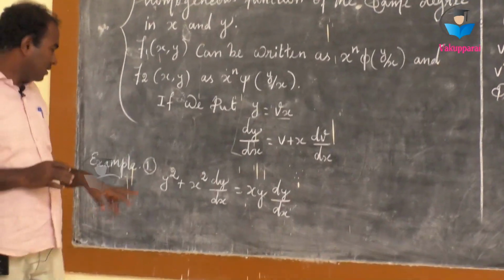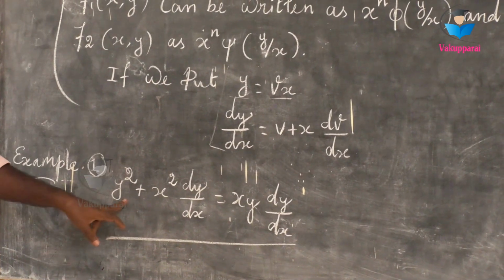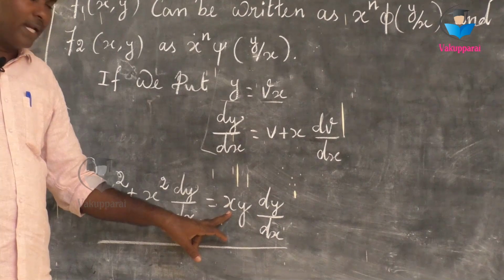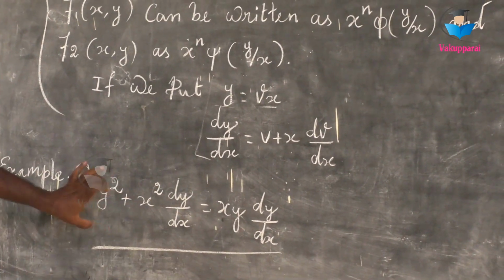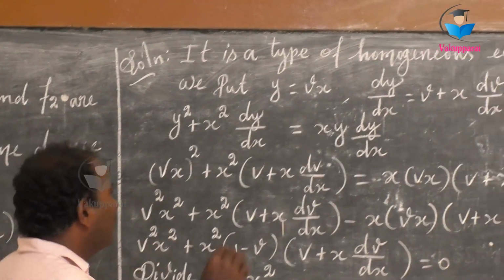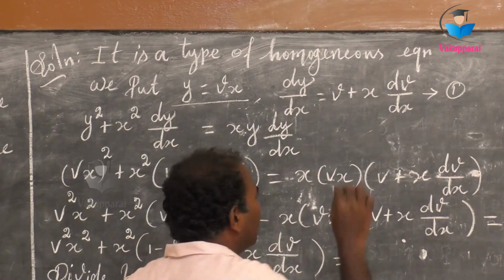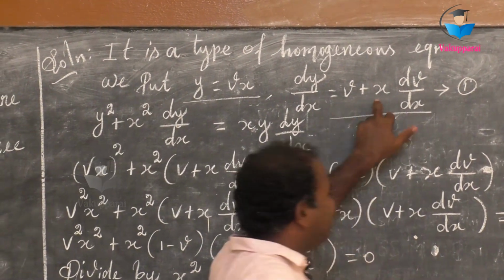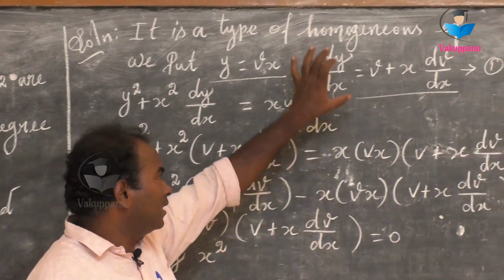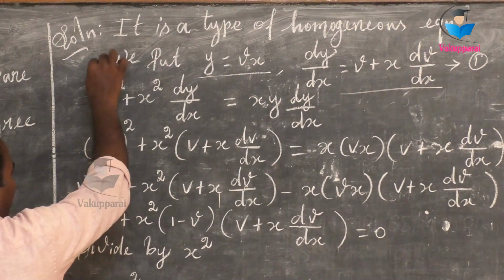See one example. Listen here. This is the given example: y^2 + x^2 dy by dx = xy dy by dx. This is the given equation. In the given equation, we take y equal to vx and dy by dx equal to v plus x dv by dx, as per the procedure. By the procedure we take this and apply this value in the given equation.